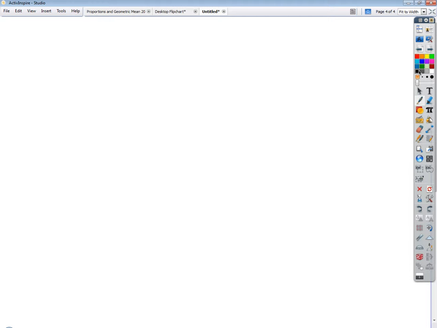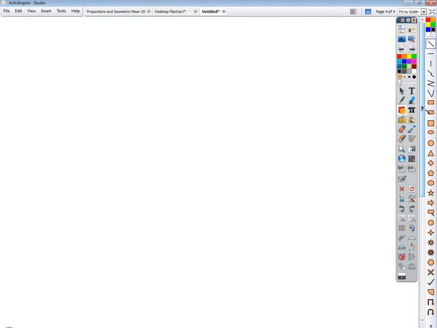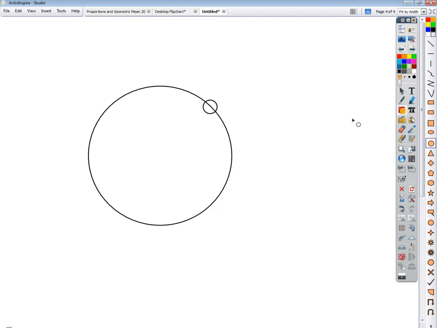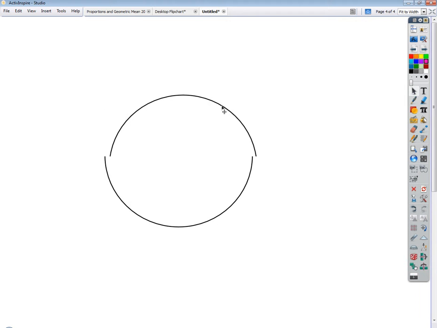Okay, so how do we find this? We'll talk about this in calculus also, but this is a really valuable thing to think about. So how am I going to find the area of that circle, do you suppose?